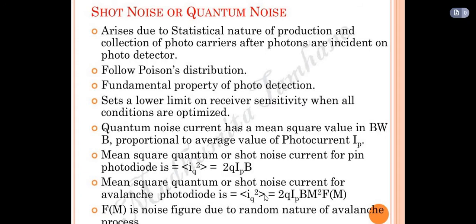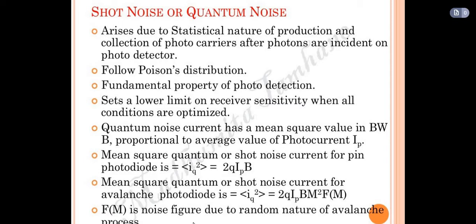The mean square quantum or shot noise current for an avalanche photodiode is given by iQ square equals 2q IP bandwidth B, M square, whatever the factor M we have, into FM. What is FM all about? It's nothing but a noise figure. We are going to find the figures also, right?